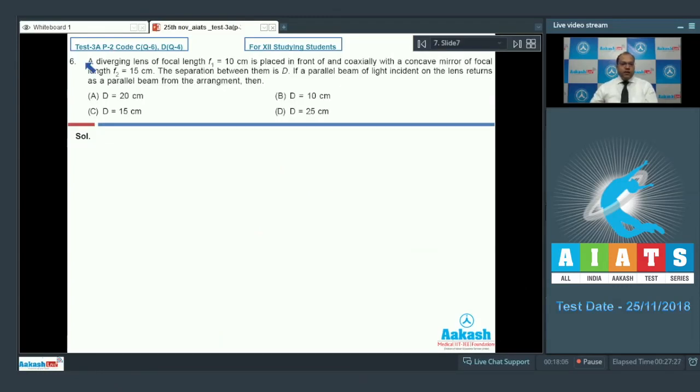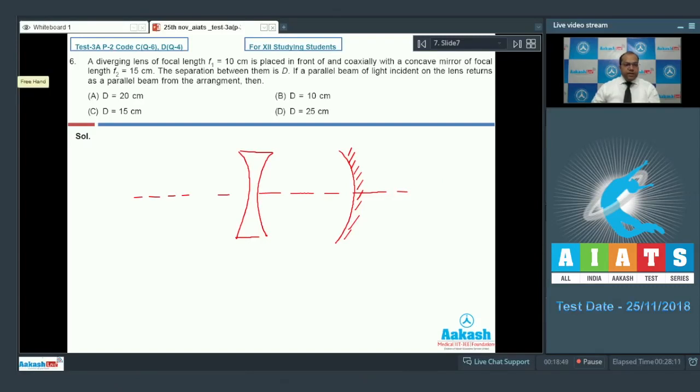In question number 6, a diverging lens of focal length f1 equal to 10 cm is placed in front of and coaxially with a concave mirror of focal length f2 equal to 15 cm. So let's understand the situation. Suppose this is a diverging lens and it is kept in front of a concave mirror. Both the diverging lens and the concave mirror are placed coaxially. The separation between them is capital D.